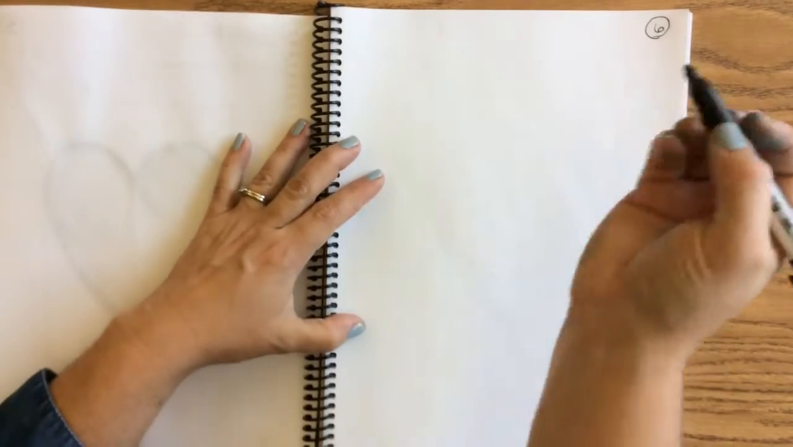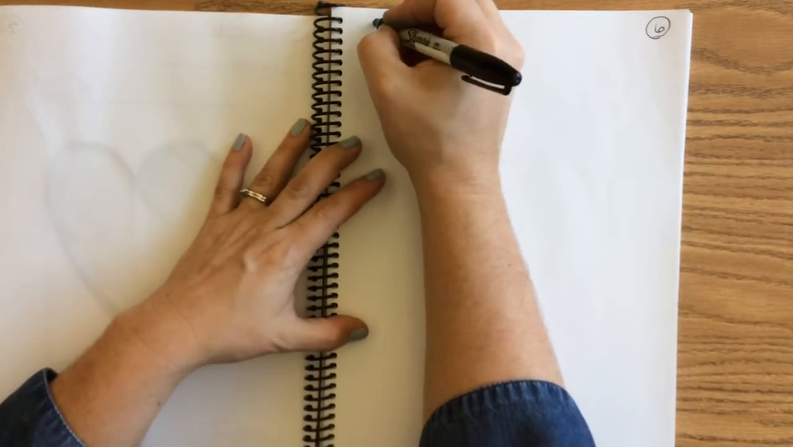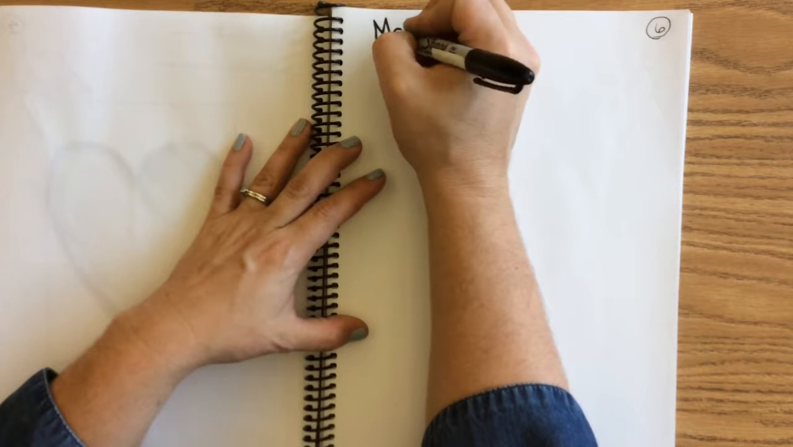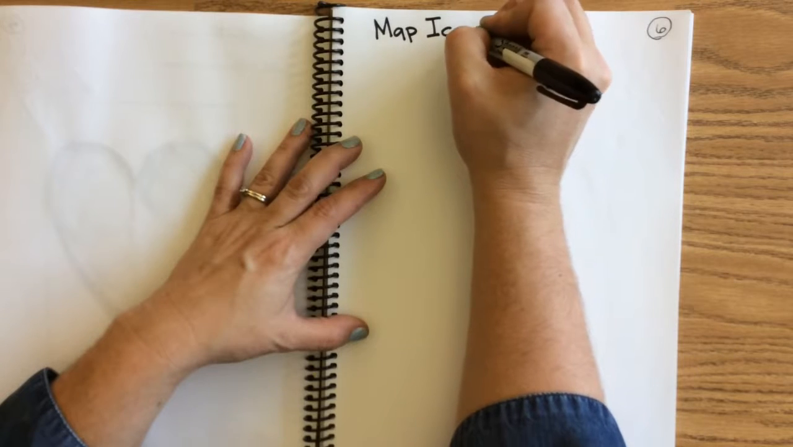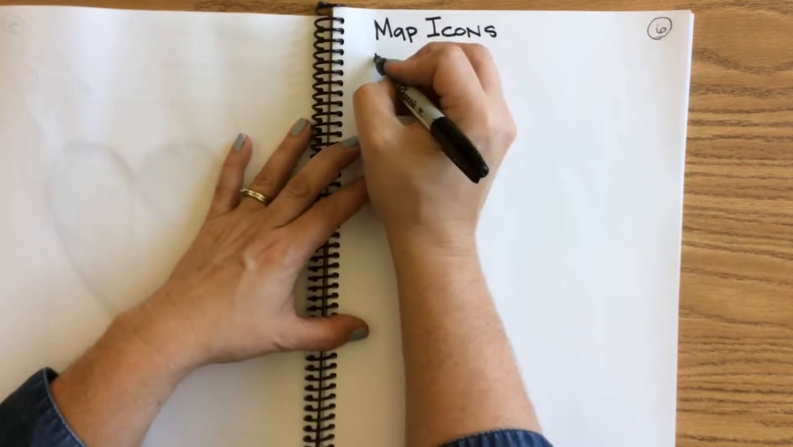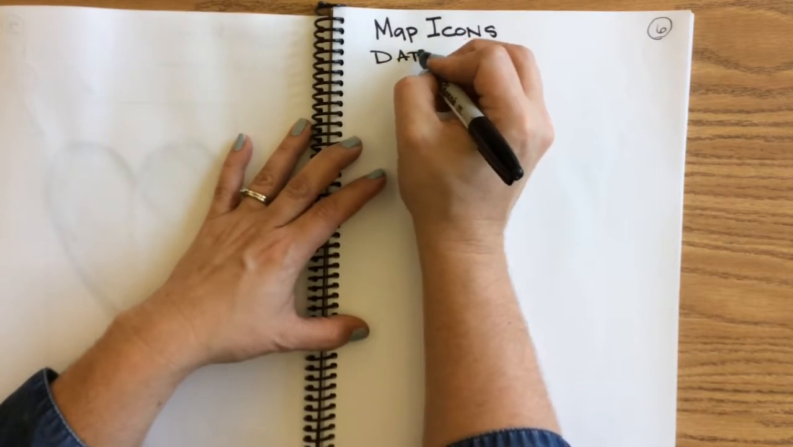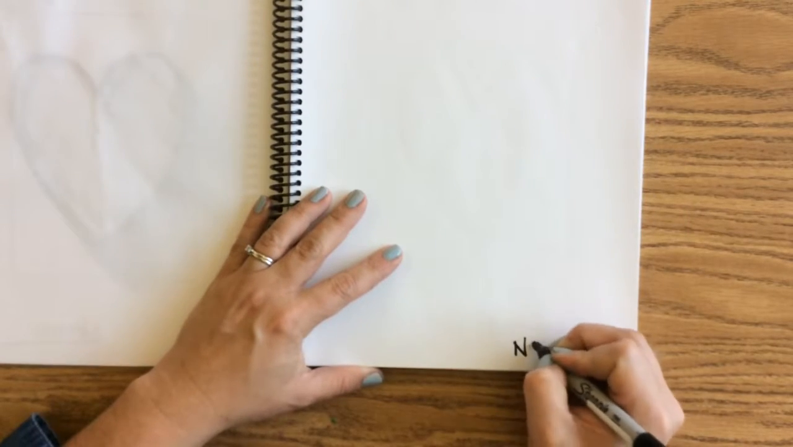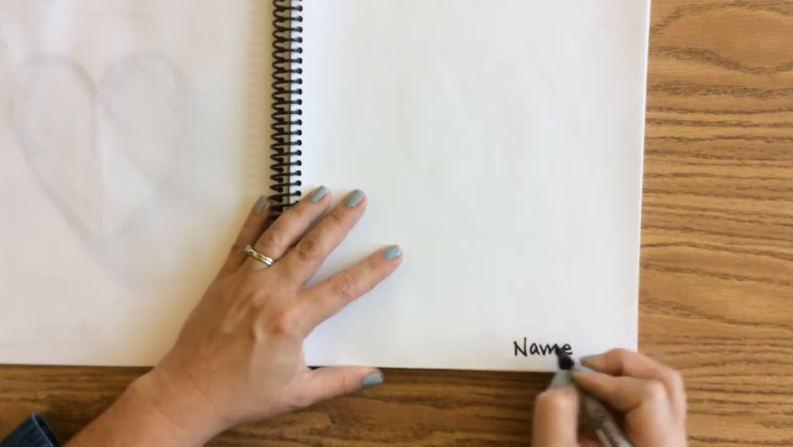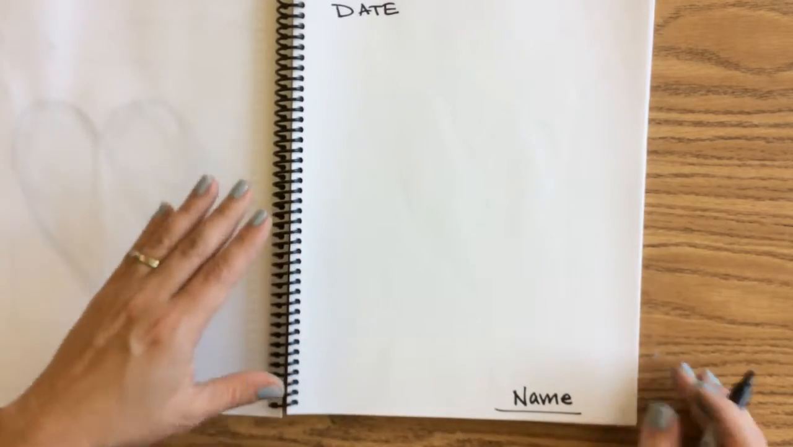Today we're going to work on our sketchbook page for map icon ideas. So the first thing we need is our title. We'll title it Map Icons. Be sure to put the date under that and then your name down at the bottom.